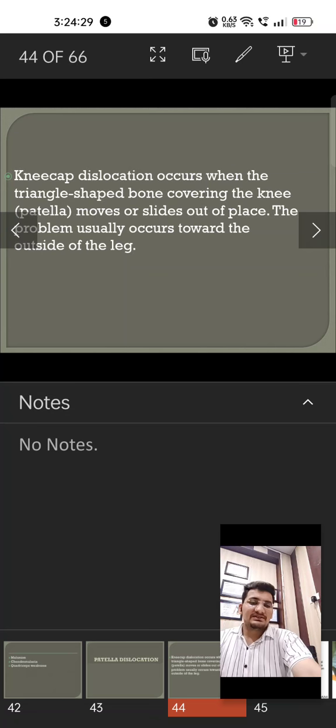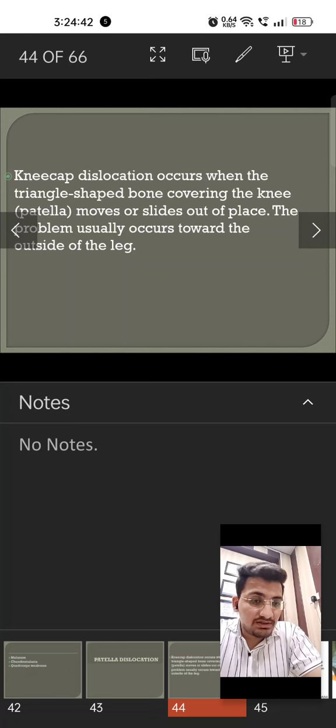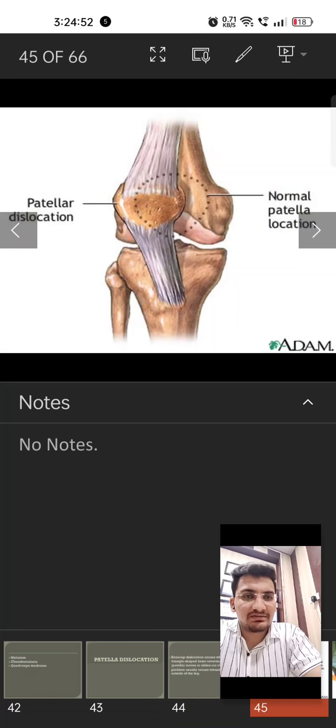So let's start. Knee dislocations occur when the triangular shaped bone, that is the patella, covering the knee, moves or slides out of place. The problem usually occurs towards the outside of the leg. When the patella goes laterally or is shifted laterally, that is called patellar dislocation. It most commonly occurs on the lateral side.